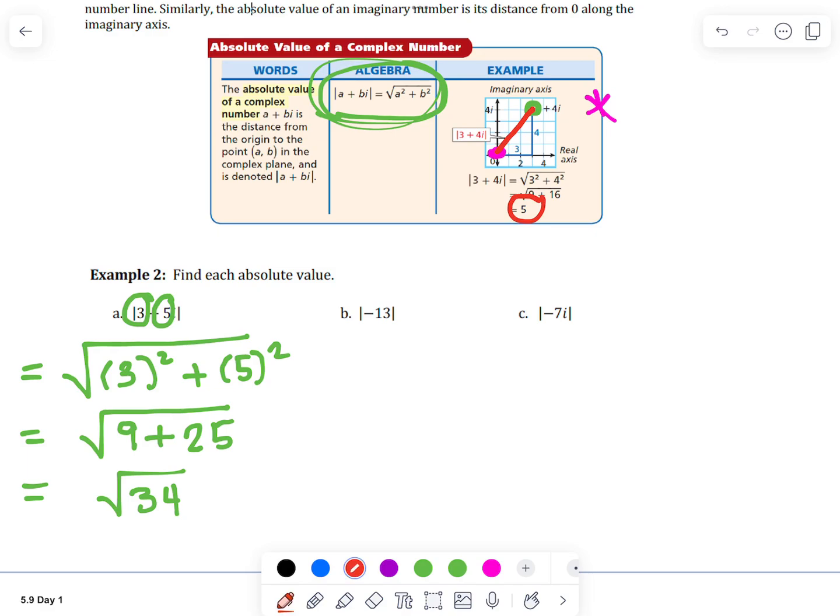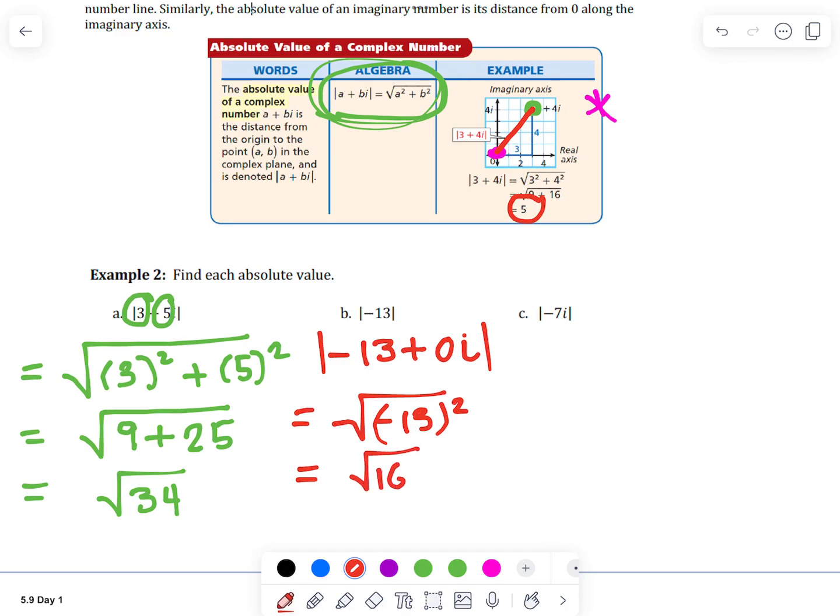All right, example B. Notice that it's missing the imaginary piece. So it would be like this, -13 plus 0i. So then when we find the absolute value, we only have to actually square the real piece because the imaginary is 0. So -13 times -13 is a positive 169. Now 169 is a perfect square, so the square root of 169 is 13.